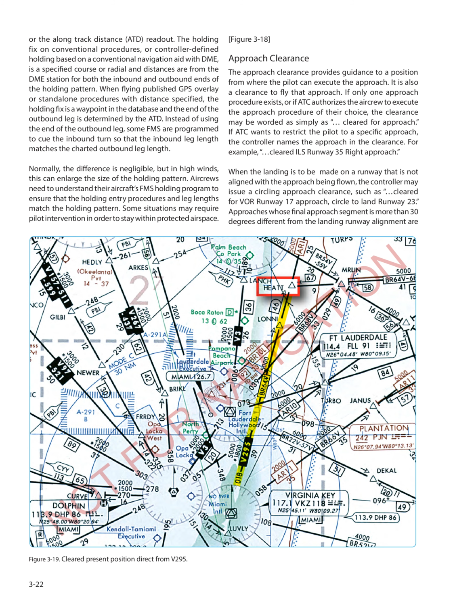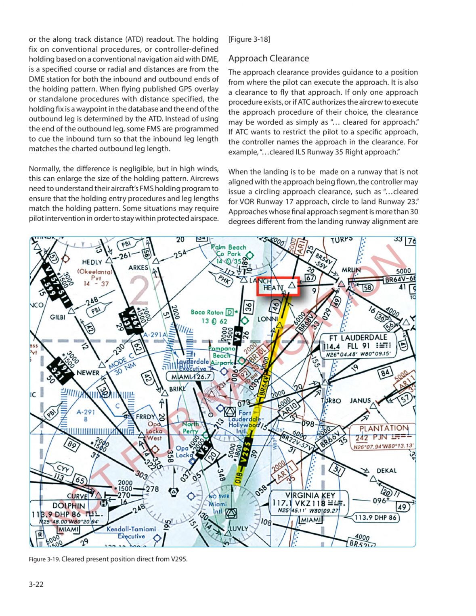Figure 318, Approach Clearance. The approach clearance provides guidance to a position from where the pilot can execute the approach. It is also a clearance to fly that approach. If only one approach procedure exists, or if ATC authorizes the aircrew to execute the approach procedure of their choice, the clearance may be worded as simply as, cleared for approach. If ATC wants to restrict the pilot to a specific approach, the controller names the approach in the clearance.